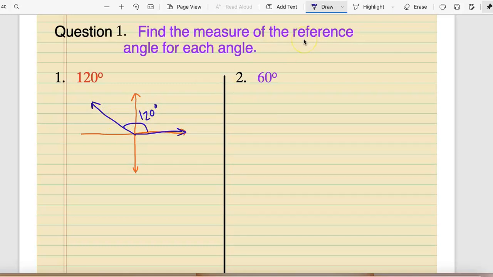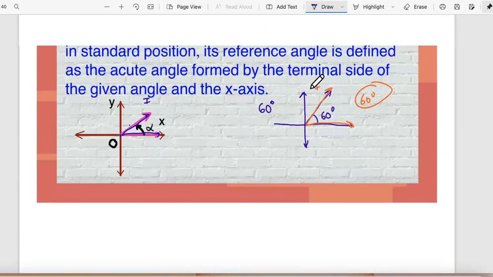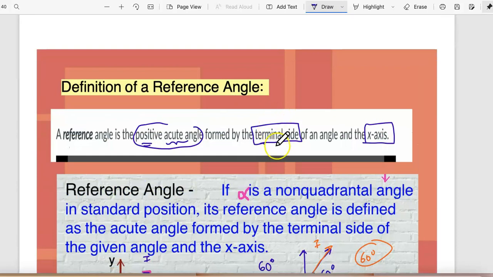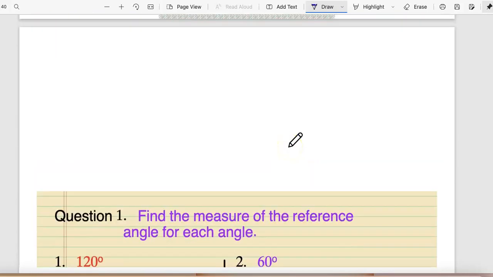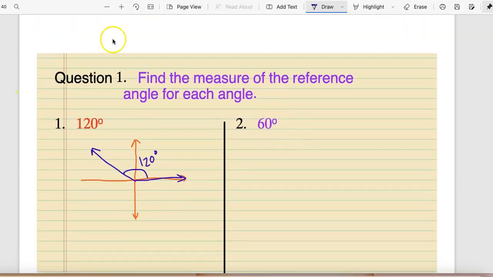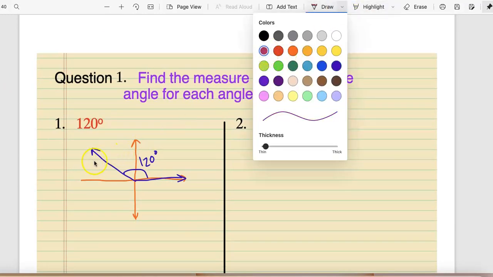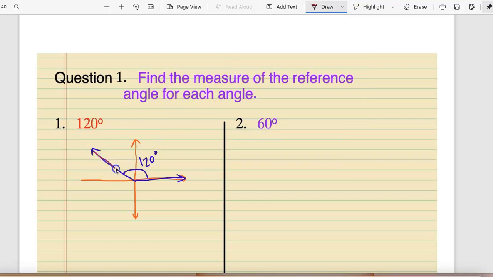Okay, so now what is the definition of a reference angle? It is an angle which is formed by the terminal side and the x-axis. So where is the terminal side? This last one is your terminal side over here, and the x-axis. Let me change the color over here. So the angle from here to here will be my reference angle. You all know this whole thing is 180 degrees. So you subtract 120 from 180, and you will end up with 60 degrees.